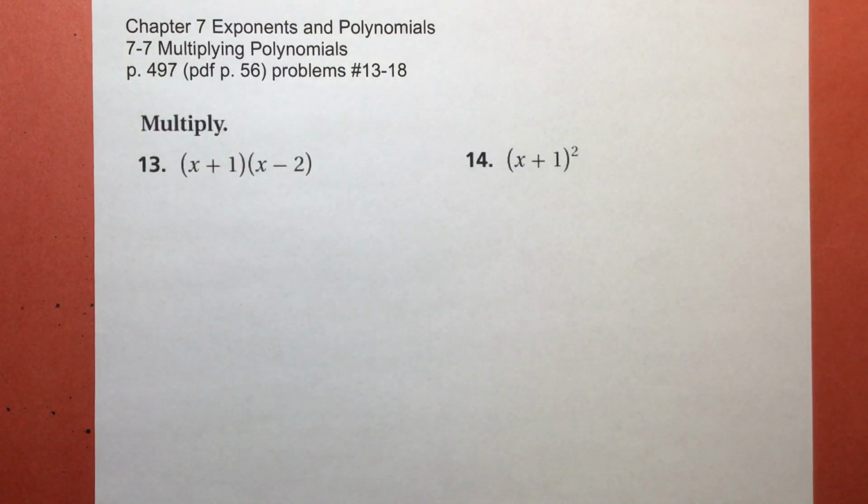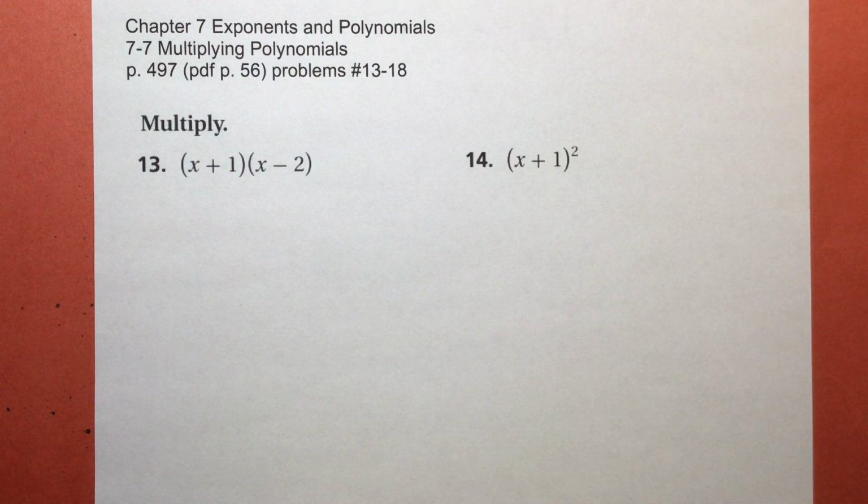Hello, we're doing Chapter 7, Section 7. The title of this section is Multiplying Polynomials. So we've done some monomials times monomials, some monomials times binomials and trinomials. Now we're going to do binomials times binomials.